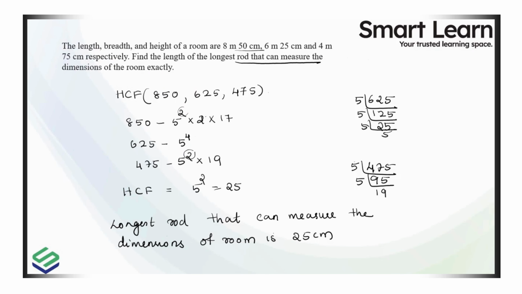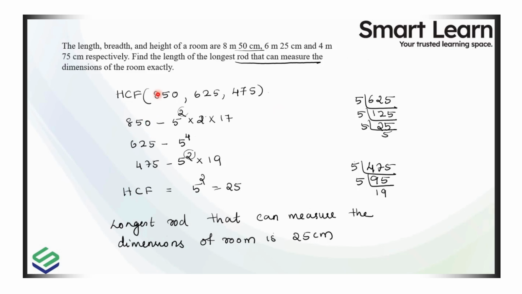The next question. Look, length, breadth. These are some word problems. Length, breadth, height are given. Find the length of the longest rod that can measure. It can measure, so it is a smaller thing. A smaller thing is going to measure the bigger thing, so we will find the HCF. So HCF of 850, 625 and 475.